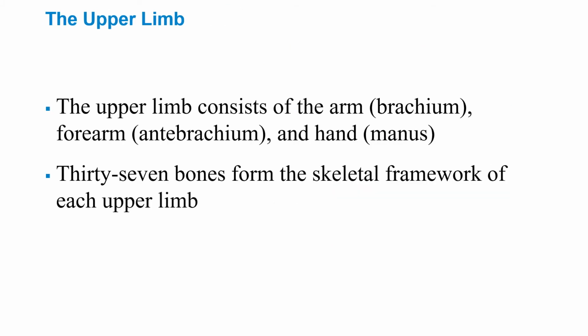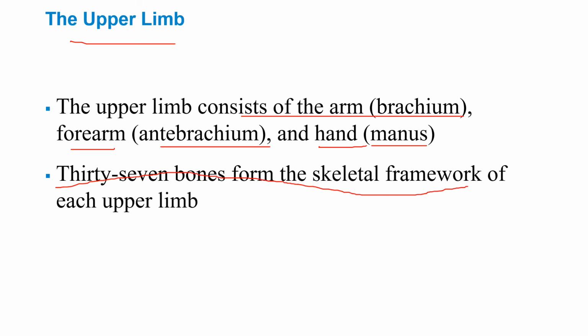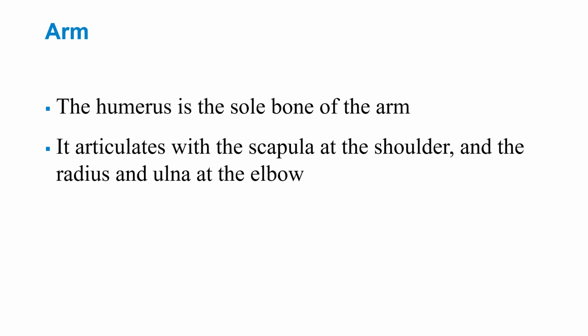So the upper limb consists of the arm or brachium, the forearm or antebrachium, and the hand or manus. There are 37 bones that form the skeletal framework of each upper limb. The humerus is the sole bone of the arm. It articulates with the scapula at the shoulder and the radius and the ulna at the elbow.